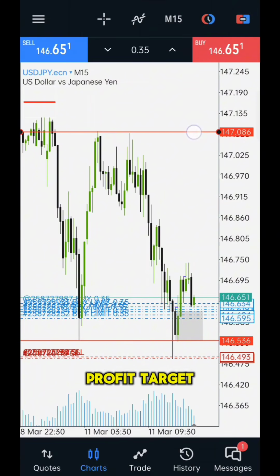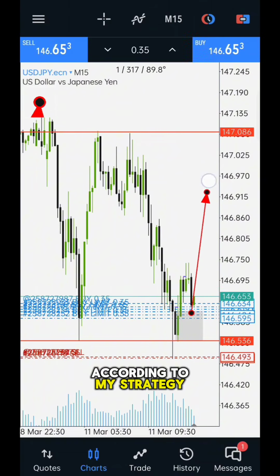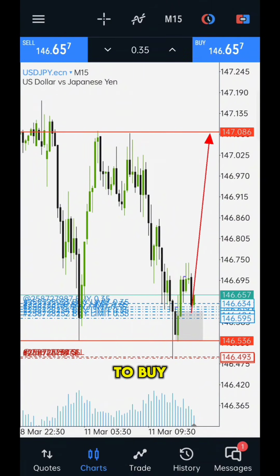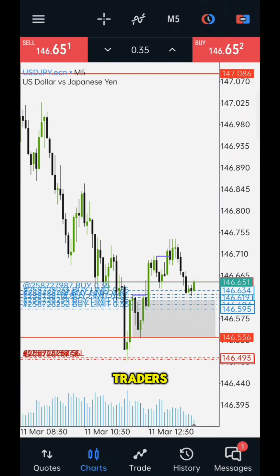This is our first profit target or buy-side liquidity area. According to my strategy, the price must move from this demand zone to buy-side liquidity. Liquidity areas are key spots on charts, where trading activity is high, indicating important levels for traders, where the majority of them cash their positions.